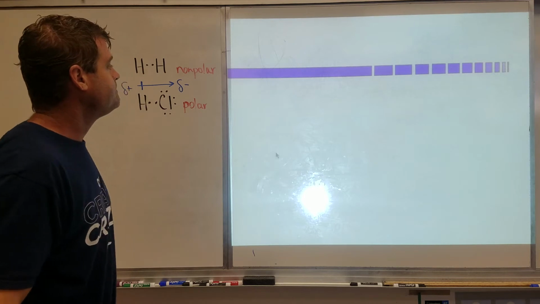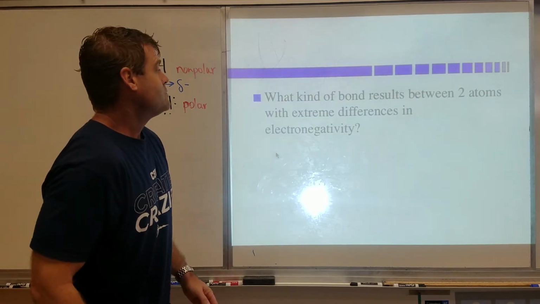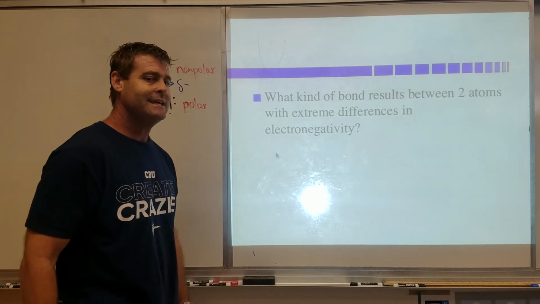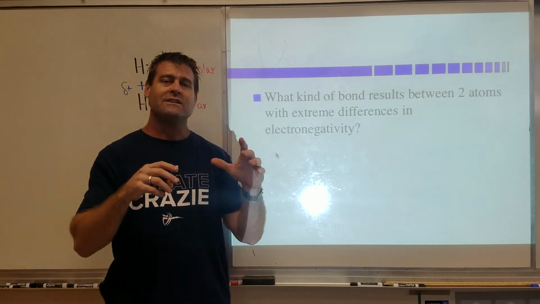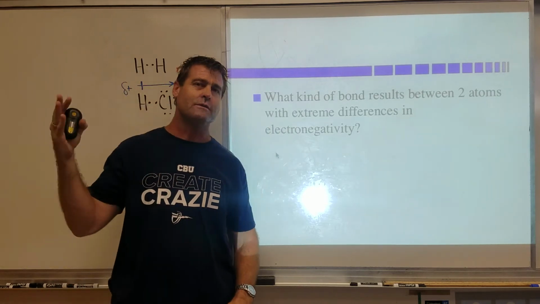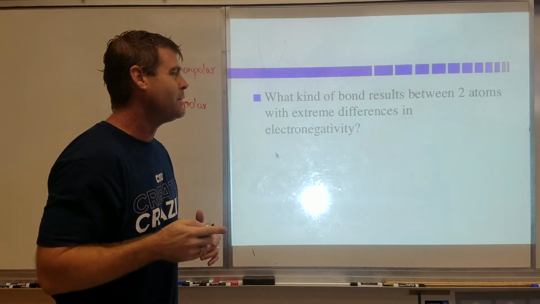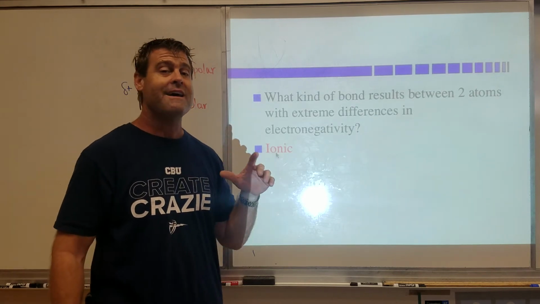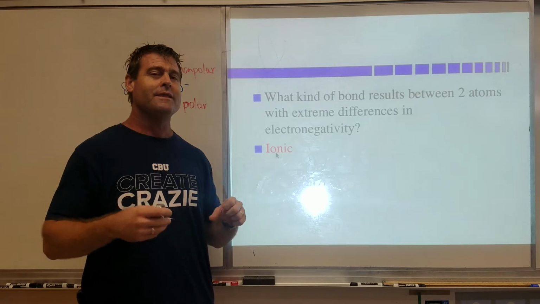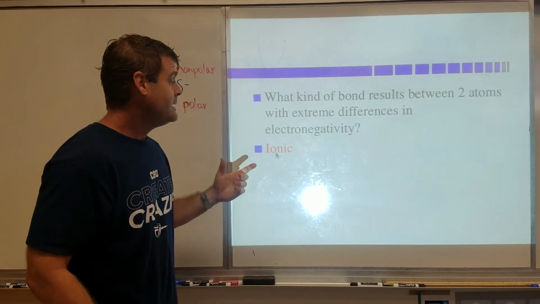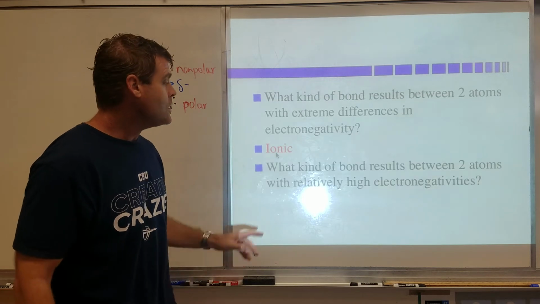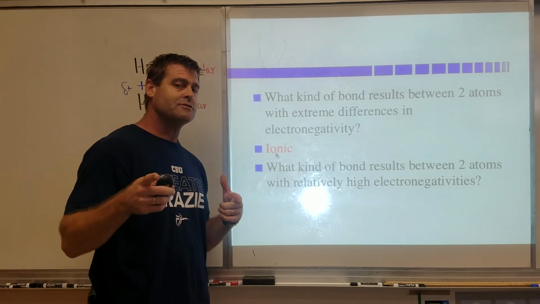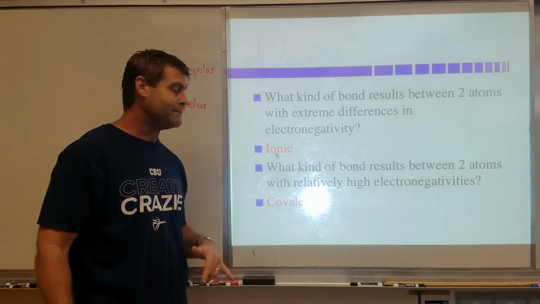Okay. All right. Little review, guys. What kind of bond results between two atoms with extreme differences in electronegativity? So if you had two atoms and one had extremely large electronegativity, one had a very small electronegativity, what kind of bond? We're going back to a previous lesson. That would be ionic. Metals have very low electronegativities. Remember, they tend to give up electrons, not attract electrons. And then nonmetals have relatively high ones. What kind of bond results between two atoms with relatively high electronegativities? You guessed it, not an ionic bond, but a covalent bond.